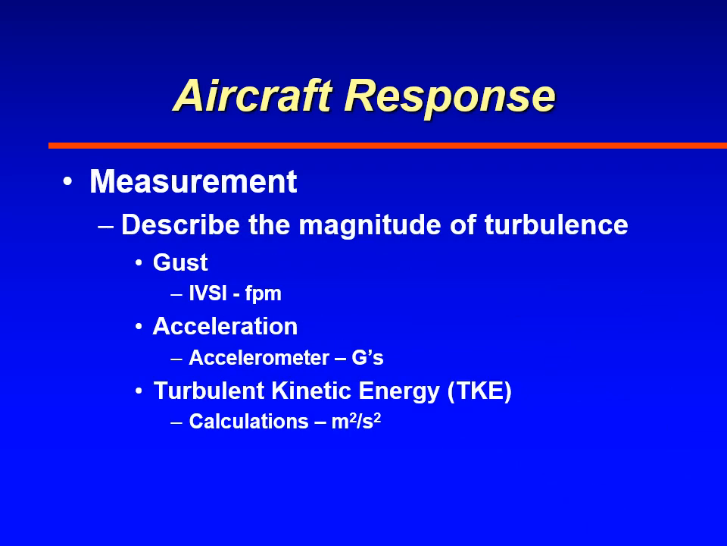The way that we describe turbulence in our atmosphere depends upon our measurement systems. One way of measuring turbulence is through a gust. We describe it as a gust, and that is measured by a differential pressure system, which measures pressure in one direction versus pressure in another direction. Another way is through an accelerometer in the aircraft, which is measured in G's. Yet another method is a calculation called the turbulent kinetic energy. Basically, it's the energy that the air has in three dimensions.